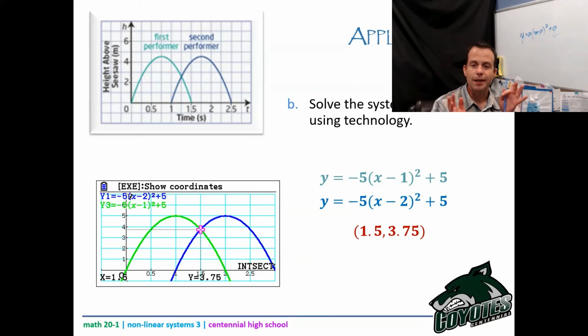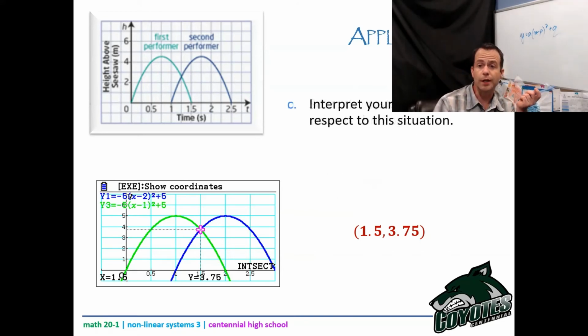But I digress. The last section of this question said, interpret what your solution is. So what does the 1.5 mean? What does the 3.75 mean? Well, it means that at 1.5 seconds, both performers will be at 3.75 meters height, okay?